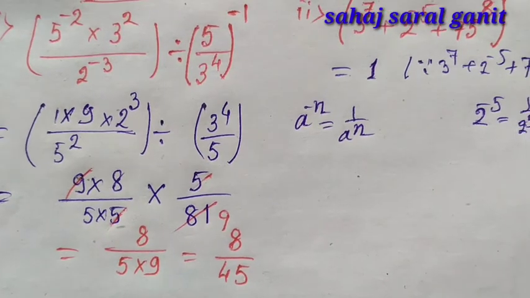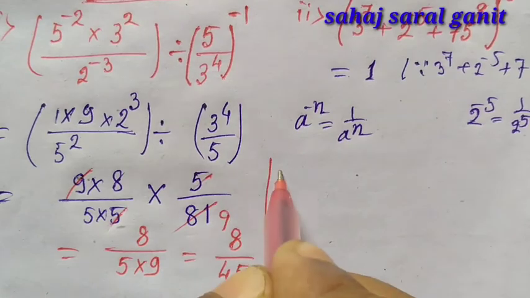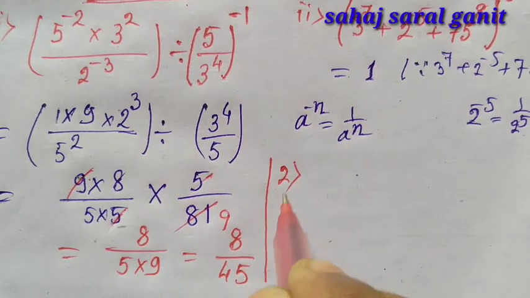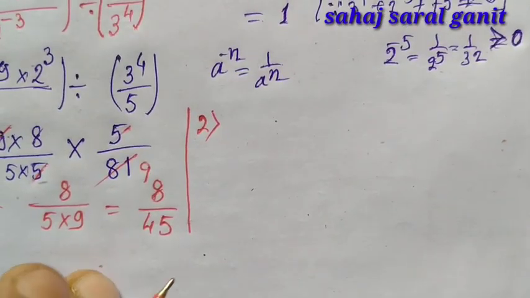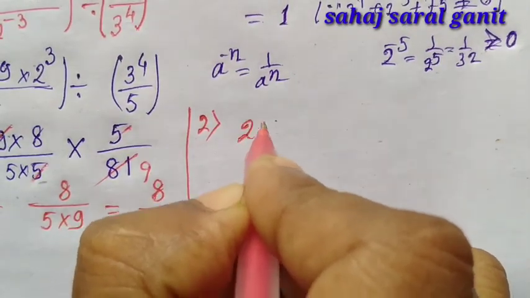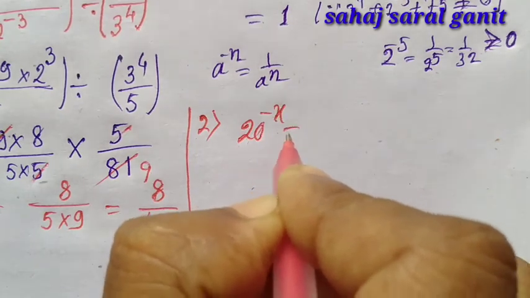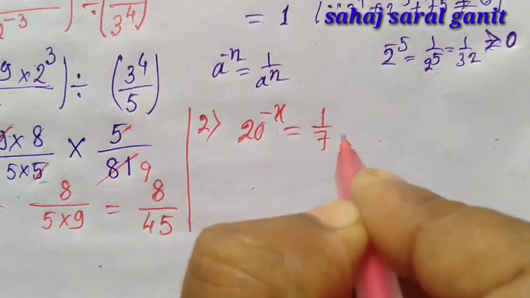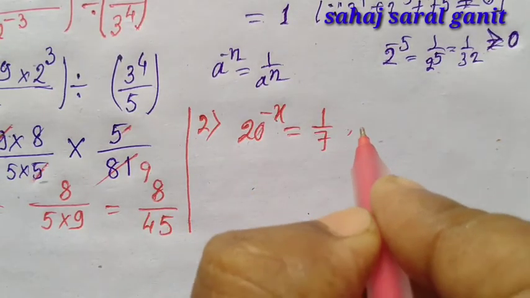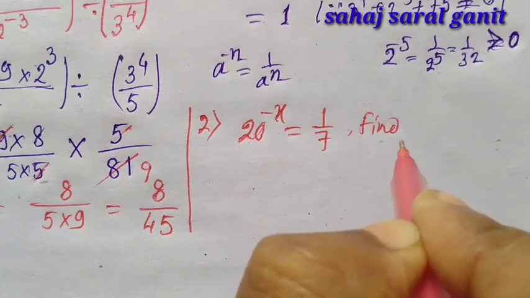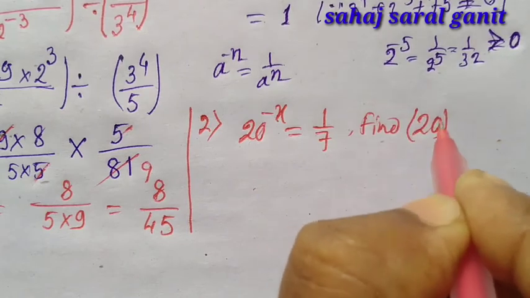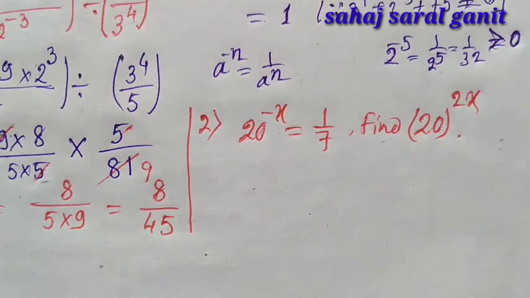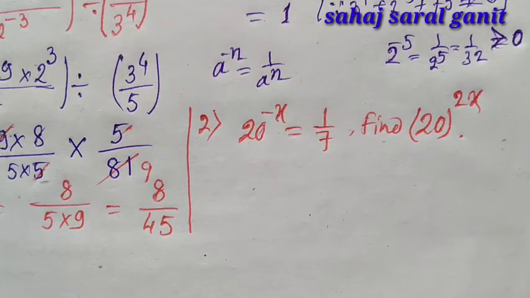Now here is problem number 2. If 20 to the power minus x is equal to 1 by 7, then find the value of 20 to the power 2x.